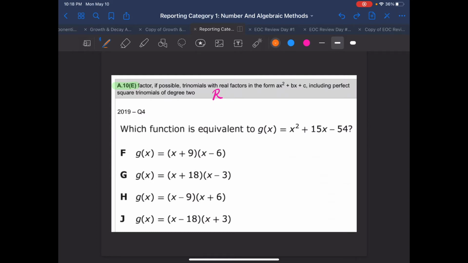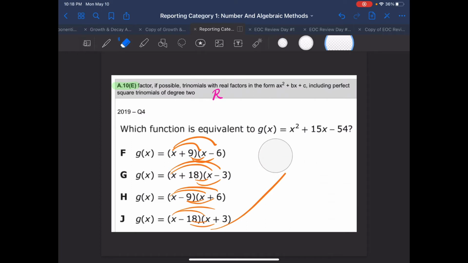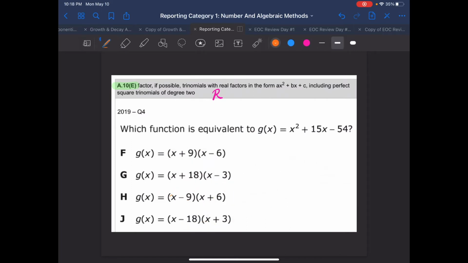Remember, if you forget how to factor g of x, you can always use your answer choices and work backwards. Apply the distributive property, and the correct answer is the one that gives you g of x. So knowing that, let's go ahead and factor. This times this should multiply to give me x squared, so obviously x times x. This times this should multiply to give me negative 54.